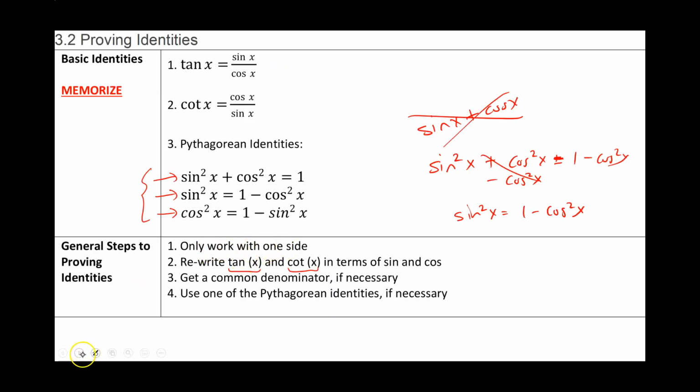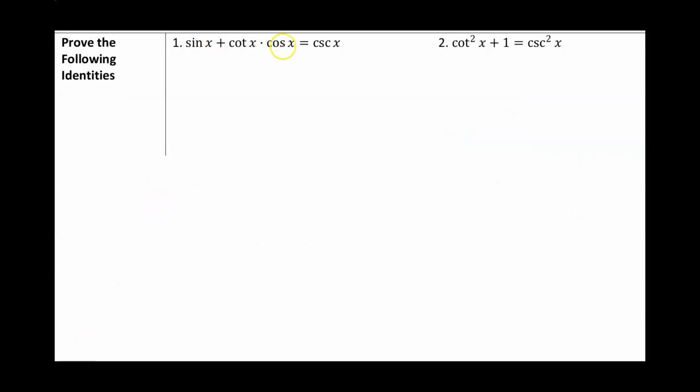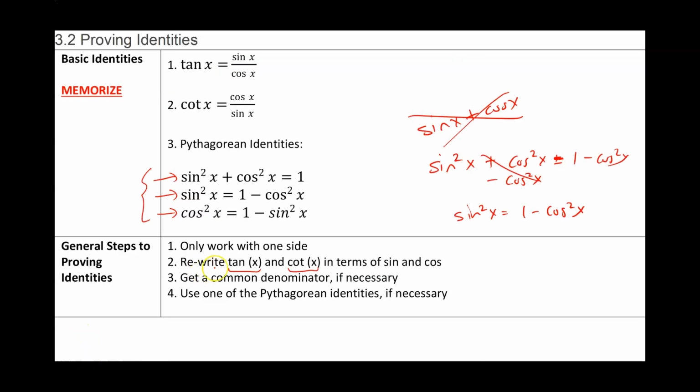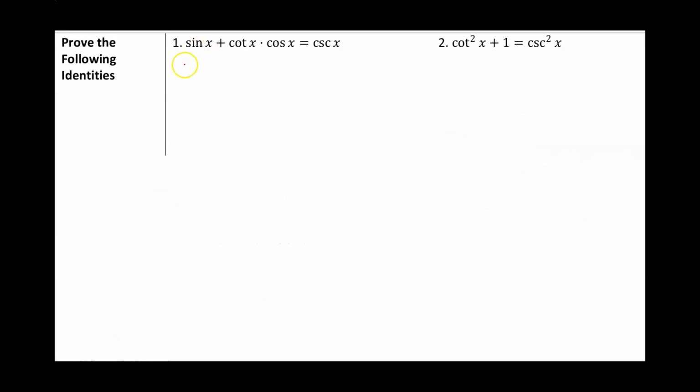Number one, only work with one side. So we always choose the side that's more complex. So we're going to choose the left side. And then we're going to say, okay, rewrite tan x and cotangent of x in terms of sine and cosine. So let's go ahead and do that. Sine of x, can't really do anything with that. But cotangent is going to be cos x over sine x times cos x. And anytime there's one fraction, I recommend making the other term also into a fraction. And we want to show that it equals cosecant of x.